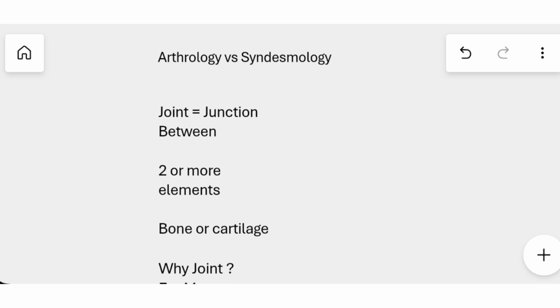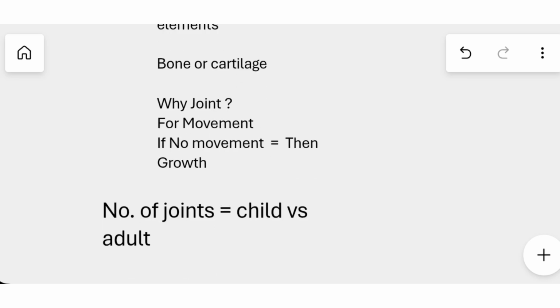Arthrology is basically the study of joints, and syndesmology is the study of ligaments which are related to those joints, right? In one word, if you have to describe a joint, it is simply a junction, right? And what is the junction in between? It is between two or more elements, and those elements could be bones or cartilages, right? So a joint could be a junction between two cartilages, or between two bones, or between a bone and a cartilage. So all of these are possibilities.